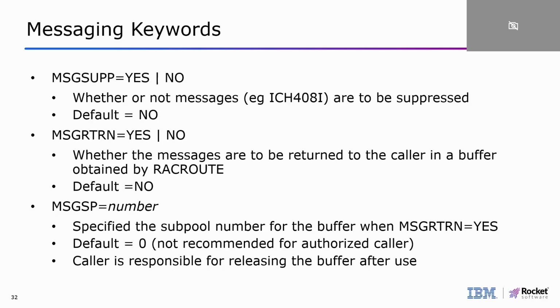If you're doing that, you can also give a subpool for that buffer, and it's up to you afterwards to release that buffer. RACROUTE will write the message into your buffer, and then you'll do something with the buffer at a later date, and then you have to release it. RACF will not release it on your behalf, which is why you need the subpool number, so you can do a correct storage release using that subpool specification.